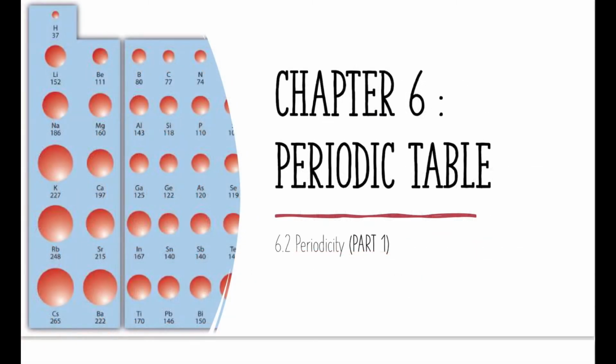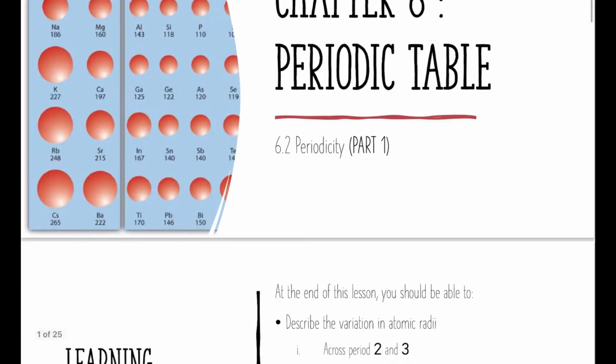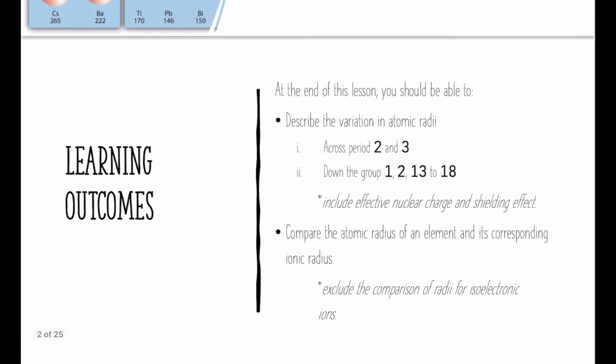Chapter 6 Periodic Table, 6.2 Periodicity Part 1. At the end of this lesson, you should be able to describe the variation in atomic radii across period 2 and 3 as well as down the group 1, 13 to 18. The explanation will include the effective nuclear charge and shielding effect.